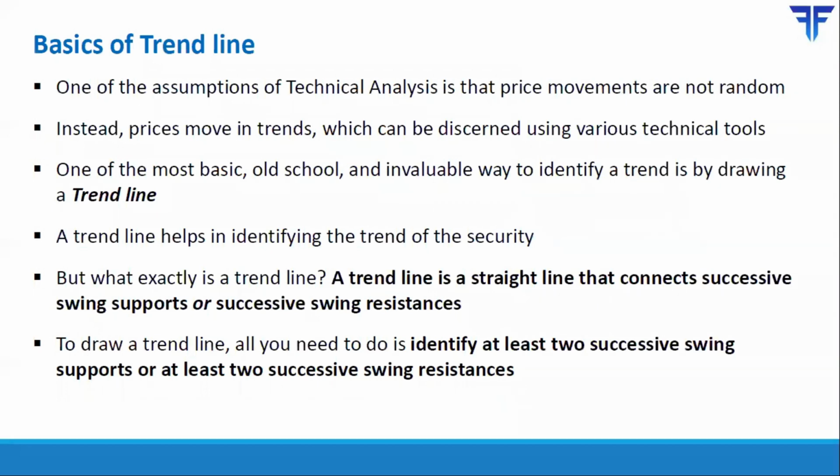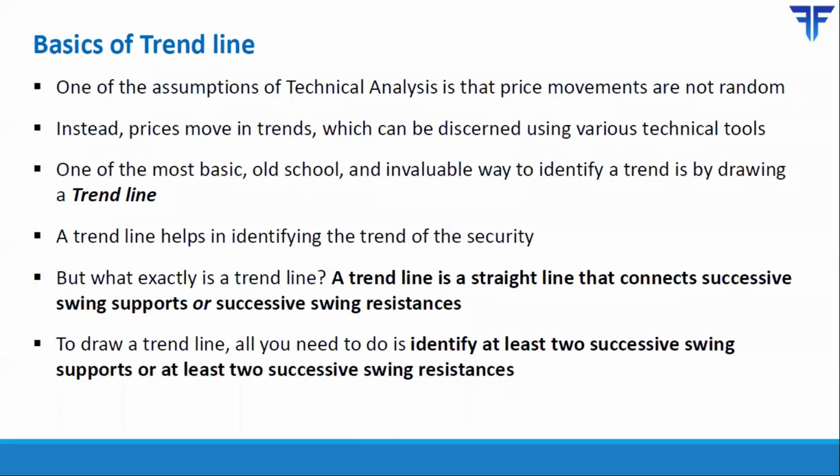Now, if you attended my previous webinar series, which was on classical price patterns, you would recollect that primarily there were three types of trends. They are uptrend, downtrend, and sideways trend. Similarly, there are three types of trend lines that you can construct. One is an uptrend line, the other is a downtrend line, and the third is the horizontal trend line.